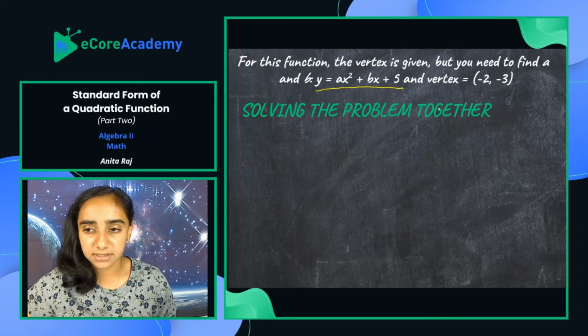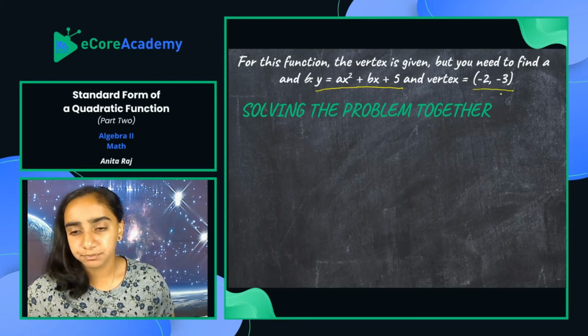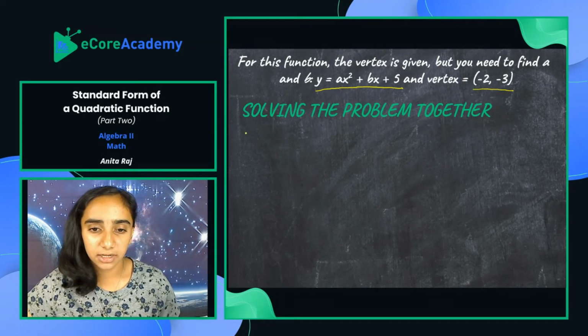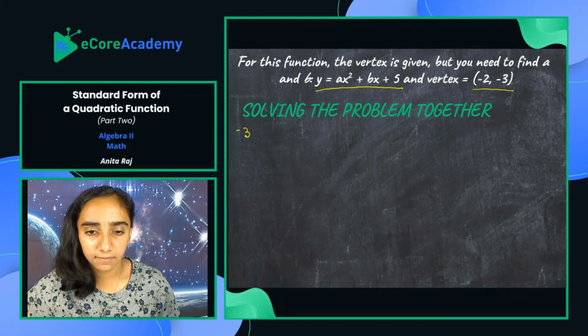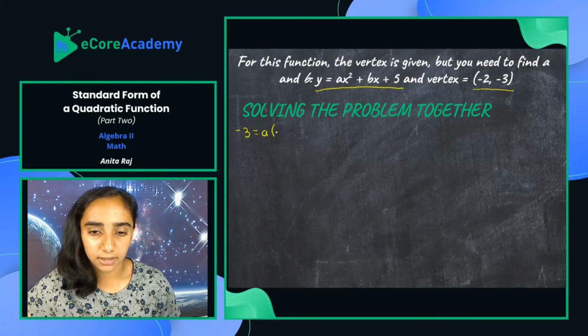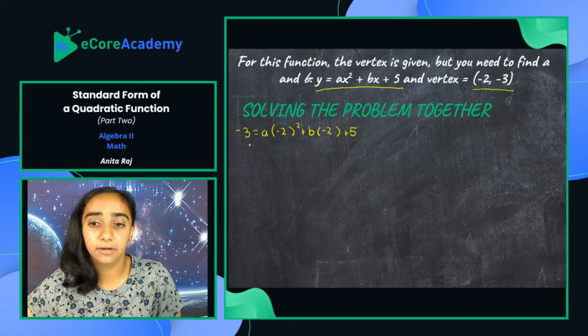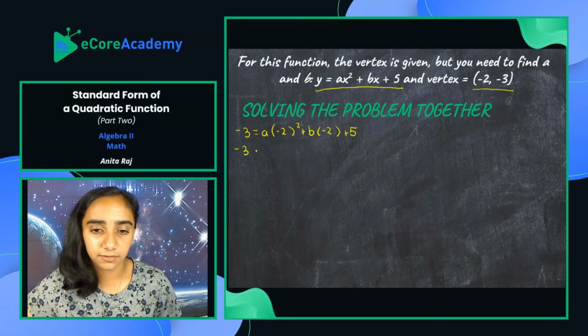So we know our vertex is (-2, -3). We're going to plug -2 in for x and -3 in for y. So let's do that right over here. -3 equals a times the value (-2) squared plus b times -2 plus 5. So we just plugged -3 in for y and -2 in for x. So then we're just going to simplify. -3 equals a times (-2) squared is 4, so times 4, plus, I'm just going to bring this down, plus b times -2 plus 5.